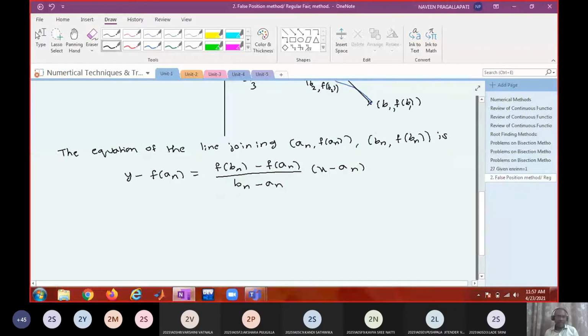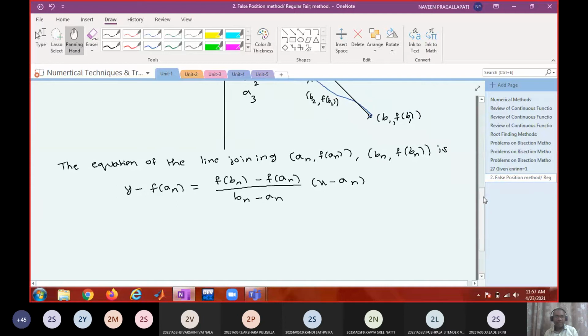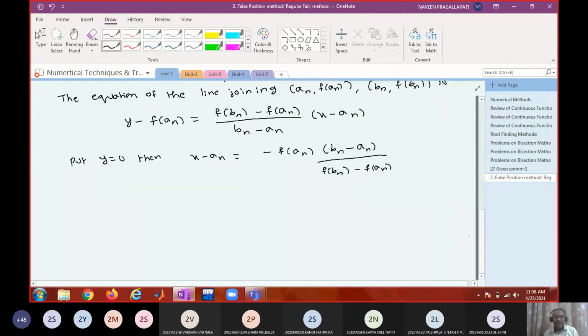Now this is a line equation. In this line equation, we want the value of x when y is 0, because we are trying to find the point of intersection of this line with the x-axis. On the x-axis, the y value is 0. So put y equal to 0. Then what is your x minus an equal to? Minus f of an into bn minus an by f of bn minus f of an. Now solve for x and simplify.